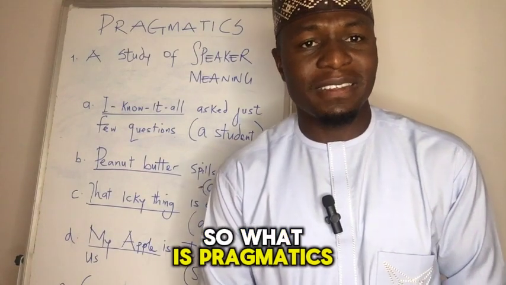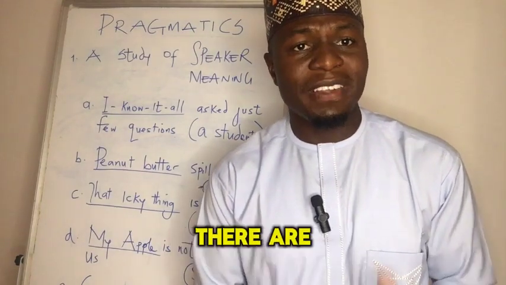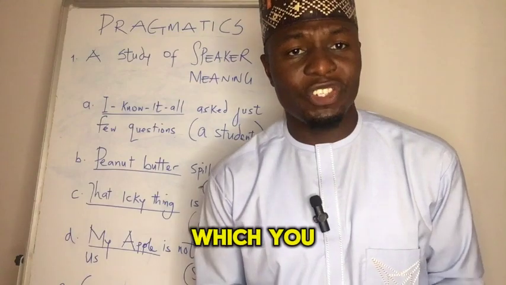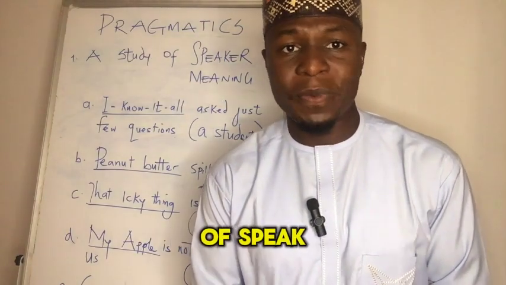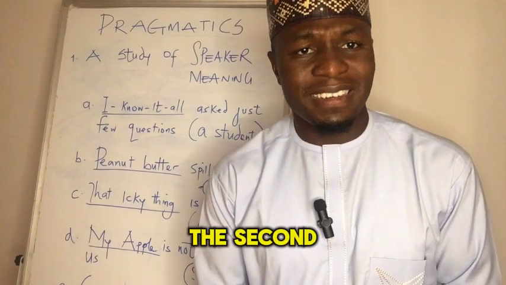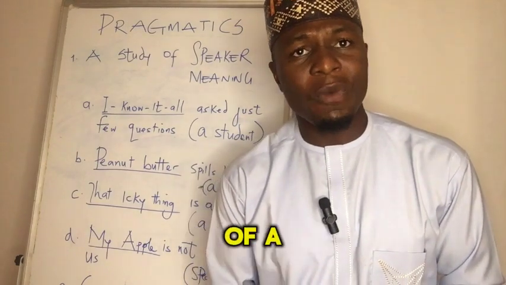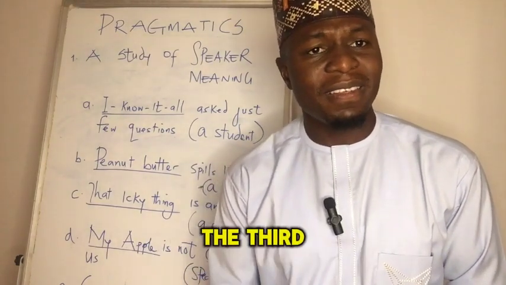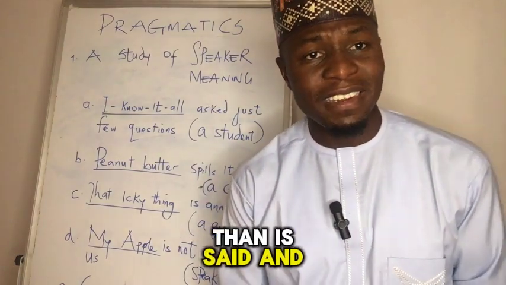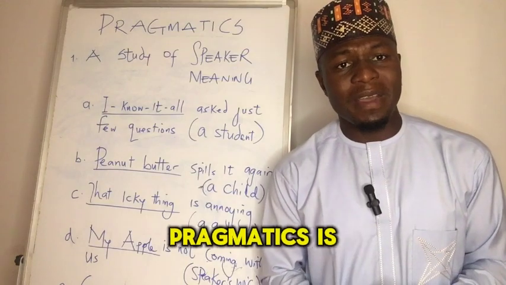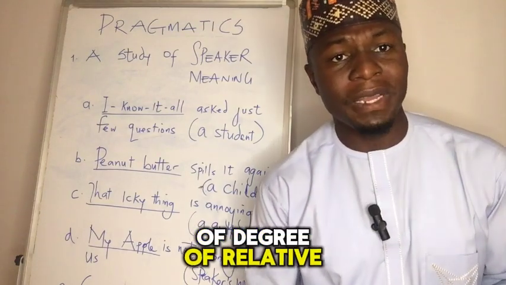So, what is pragmatics? According to George Yule, there are four different dimensions by which you can define pragmatics. The first one is pragmatics is the study of speaker meaning. The second is pragmatics is the study of contextual meaning. The third is pragmatics is the study of how much more is communicated than is said. And the fourth is pragmatics is the study of the expression of relative distance.